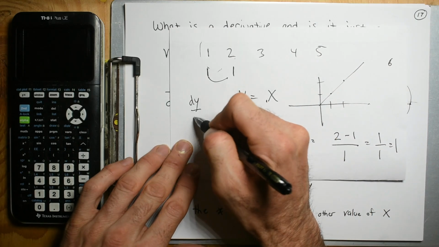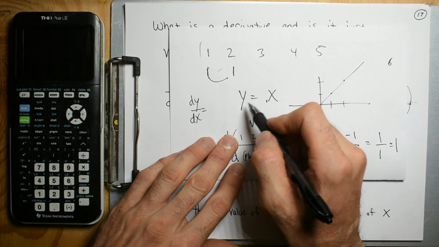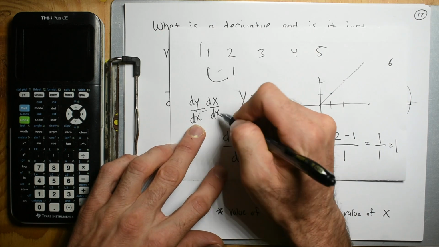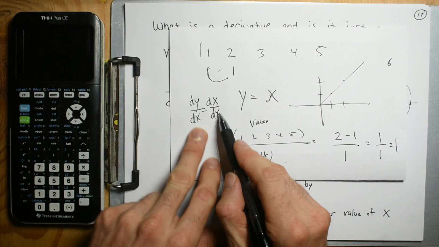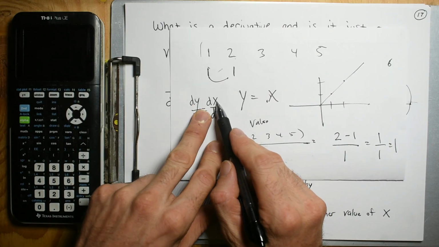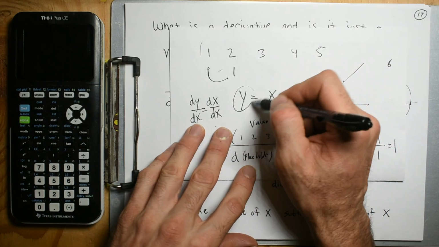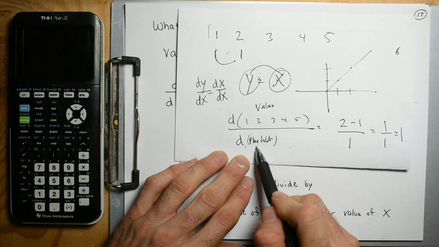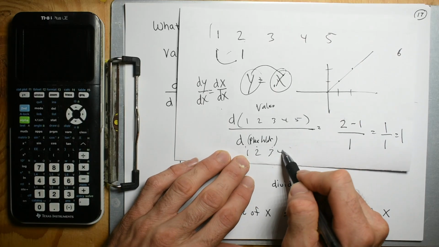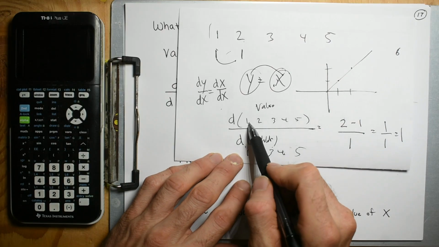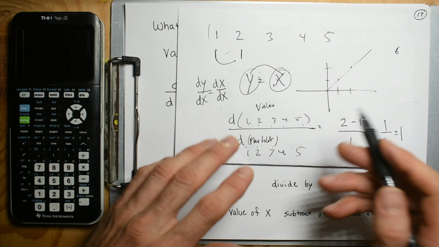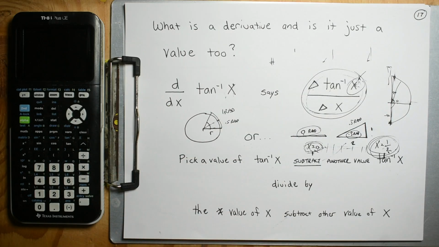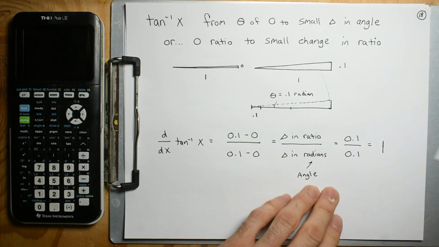So dy dx, where y is x, you'd have change in x over change in x. As x changes, each placeholder, 1, 2, 3, 4, 5, has a value 1, 2, 3, 4, 5. Alright, cool.